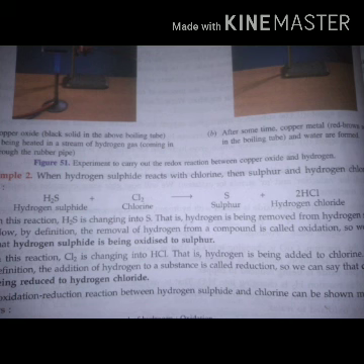So students, removal of hydrogen is oxidation, and gain of hydrogen is reduction. So you can say that hydrogen sulfide is changing into sulfur. That means hydrogen sulfide is being oxidized to sulfur.